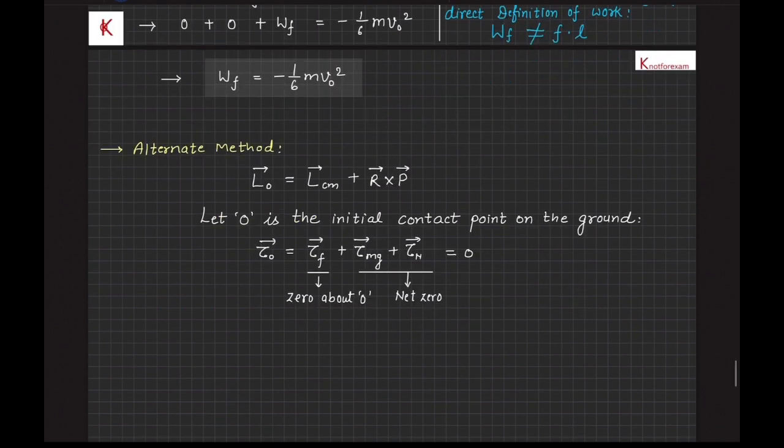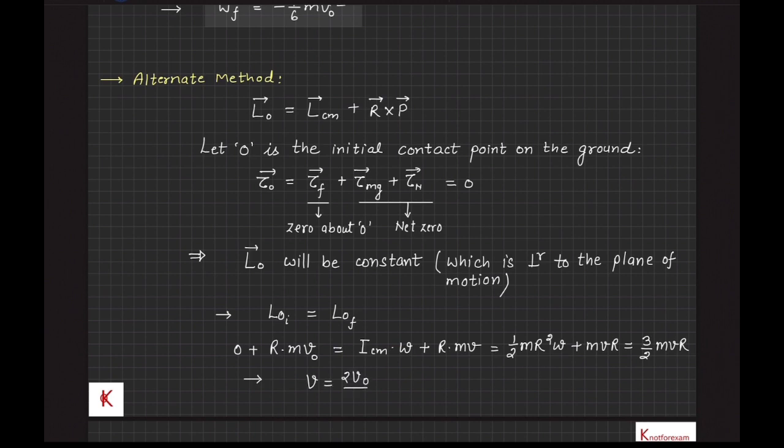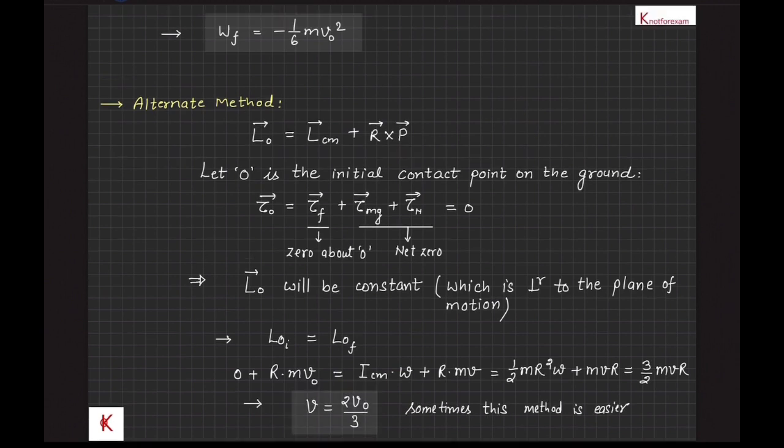Since friction force f is passing through point O, its torque will be 0, and net torque by mg and N will also be 0, therefore net torque on the system is 0, and therefore net angular momentum L O vector will be constant, which is perpendicular to the plane of motion. Therefore initial angular momentum will be equal to final angular momentum, or r into m v naught is equal to I cm into omega plus r into m v, that is 3 by 2 m v r. From here we get v is equal to 2 v naught by 3, and sometimes this method is easier than the other method.